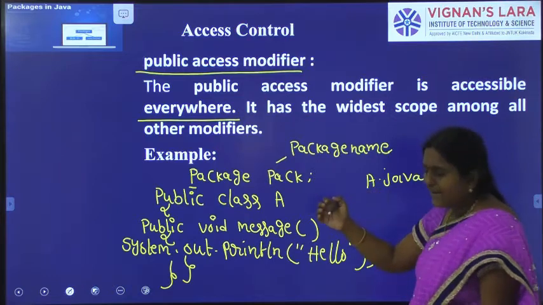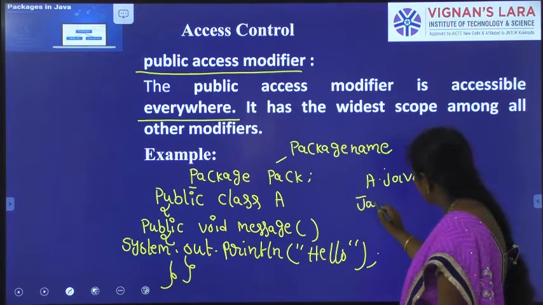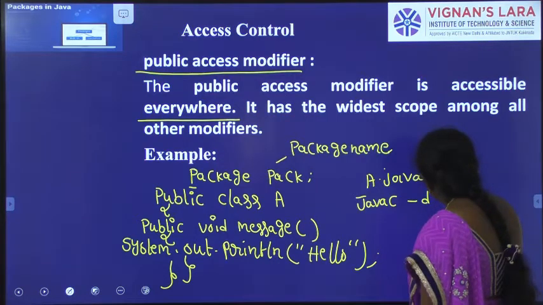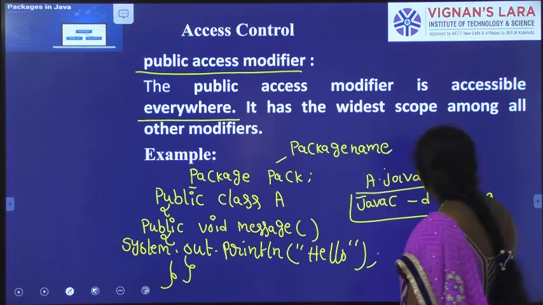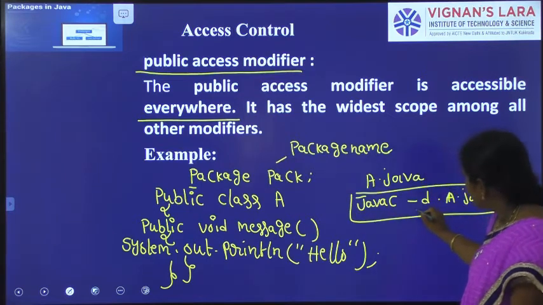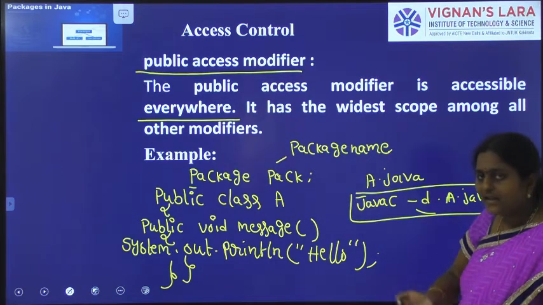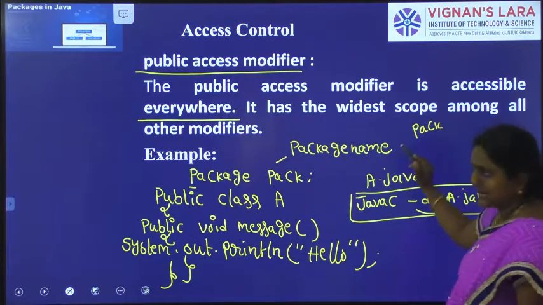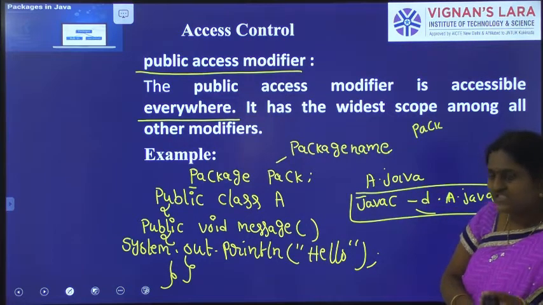Then we have to compile this program. What is the command for compilation? javac -d . a.java. This is the command for compilation. Here -d means directory. It will create a directory given by the package name. What is our package name? Pack. And the dot represents the current path on the console.